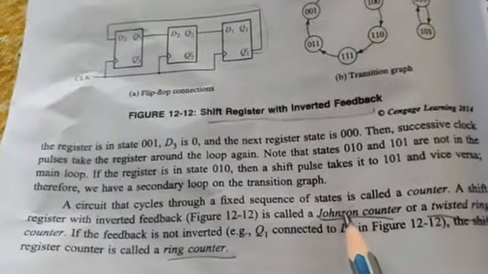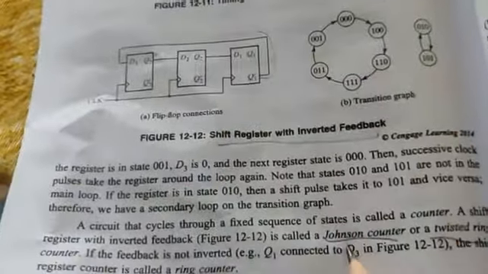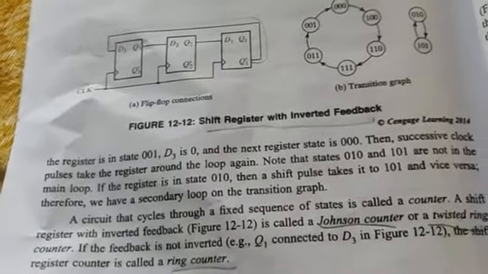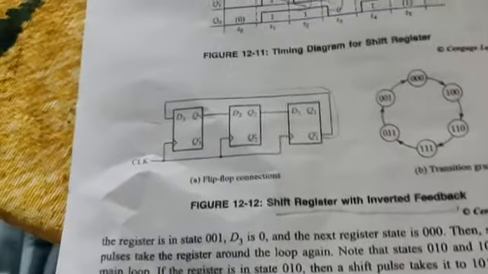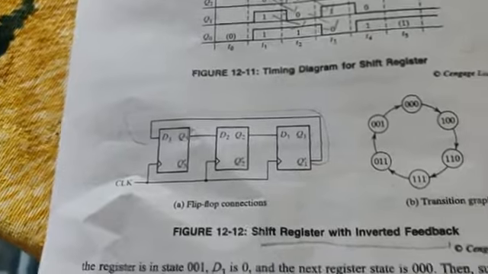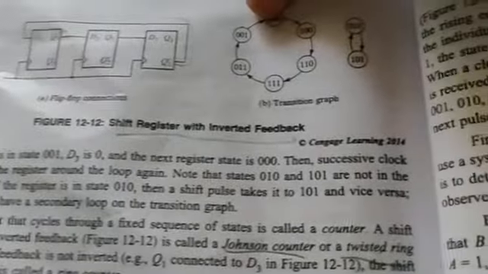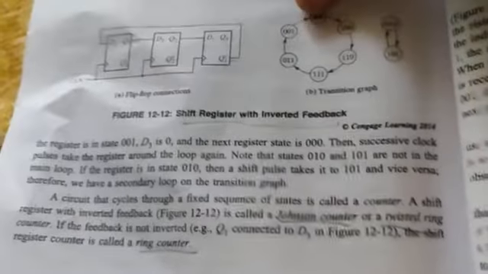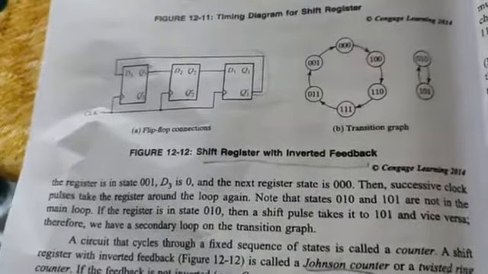Johnson counter, twisted ring counter, or ring counter. We call this particular circuit a Johnson counter, or twisted ring counter, or ring counter. So you can expect this particular question. You can see the previous year question paper. This particular question has appeared a number of times. I will just explain how this is going to work.